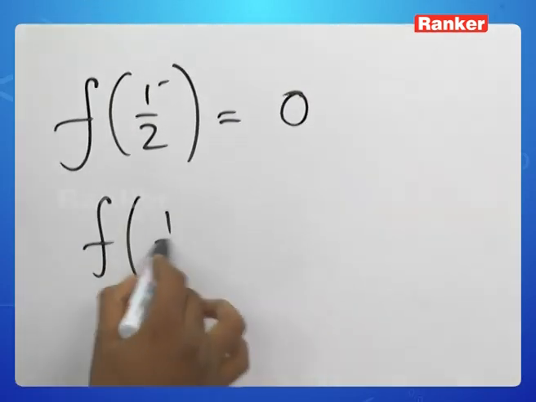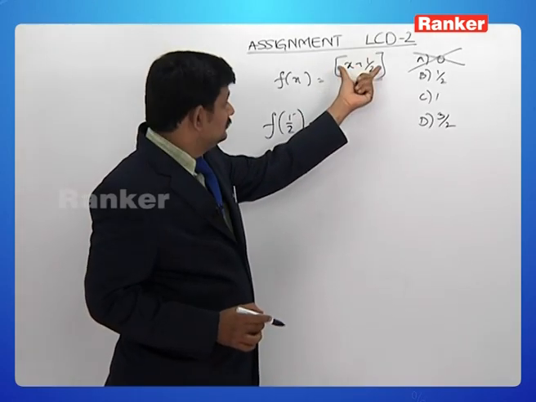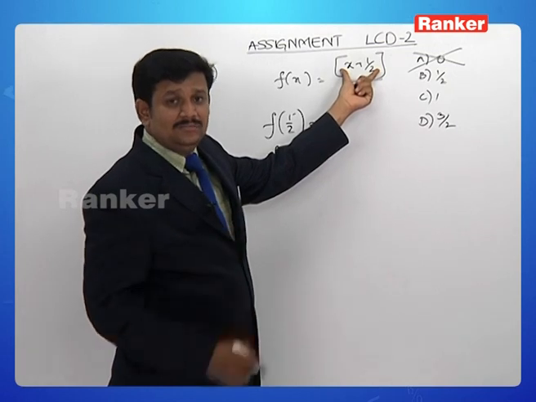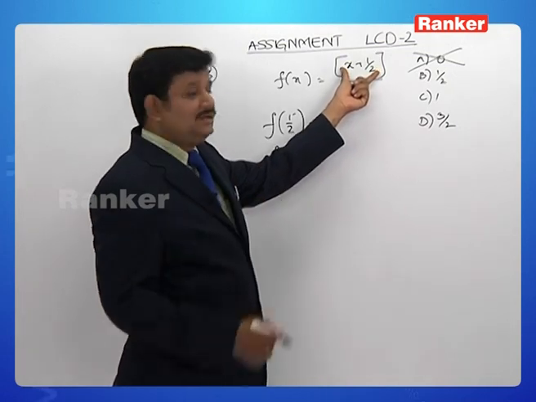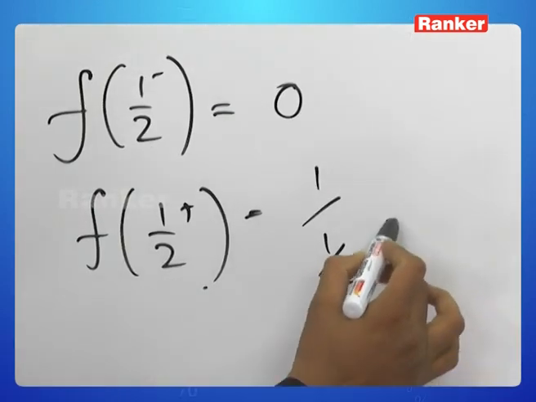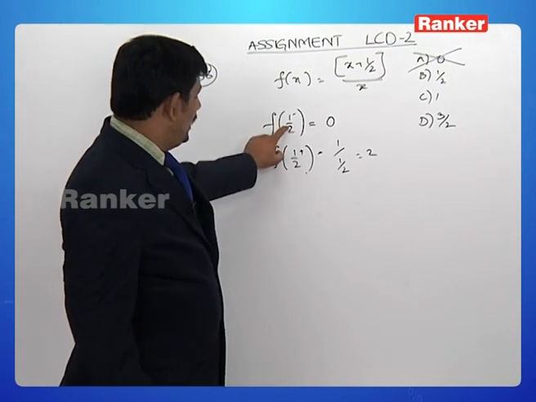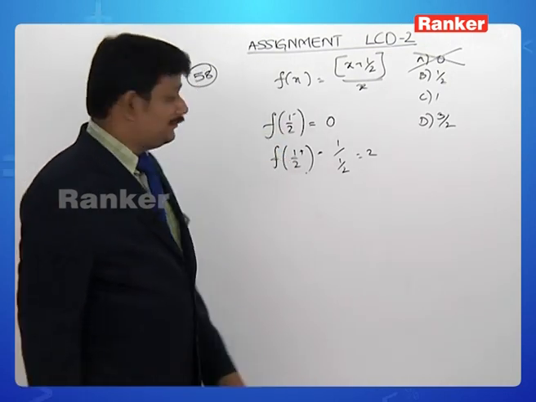And what is f of half plus? X is slightly greater than half. X plus half will be slightly greater than 1. Whenever a number is slightly greater than 1, its integral part is 1. 1 by half, which is 2. Again you can see f of half minus is different from f of half plus.